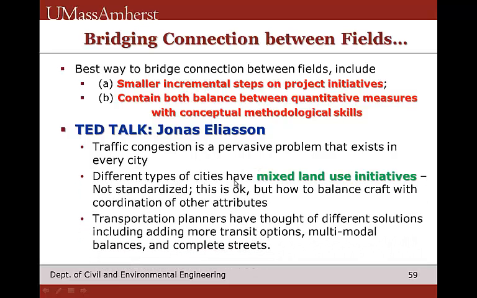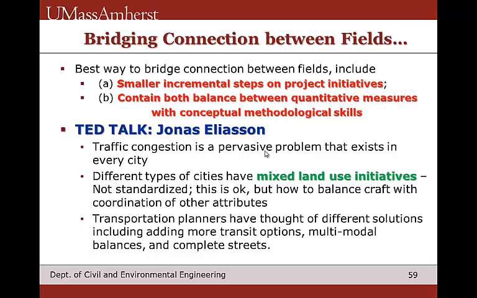And so different types of cities have mixed land use initiatives, right? They're heterogeneous. They're not homogeneous, right? There's not one standard that fits every type of town and city that can then be planned or implemented. And so these different mixed land use initiatives are not standardized. But you have to balance with the coordination of other attributes, right? And that's where science and art sort of mix in with traffic engineering, transportation planning, urban or regional planning. It's not just one or the other, it's both.